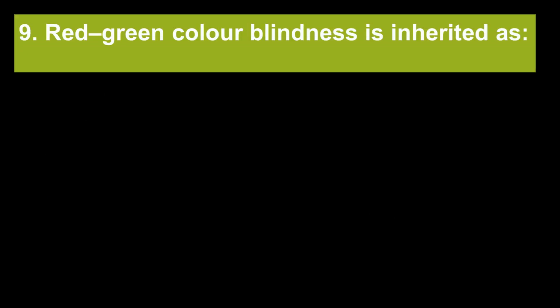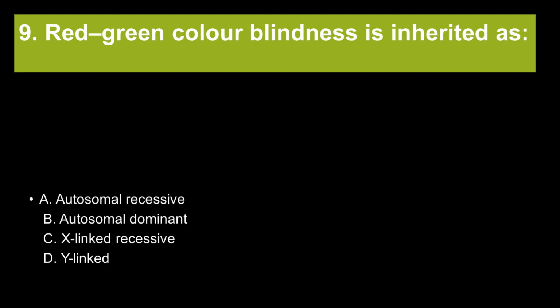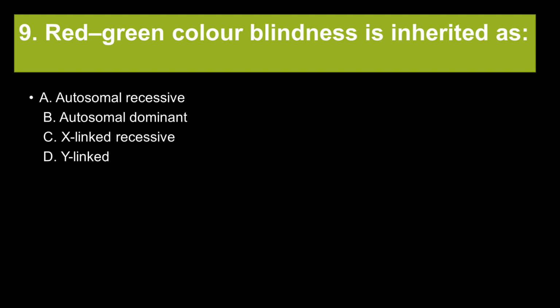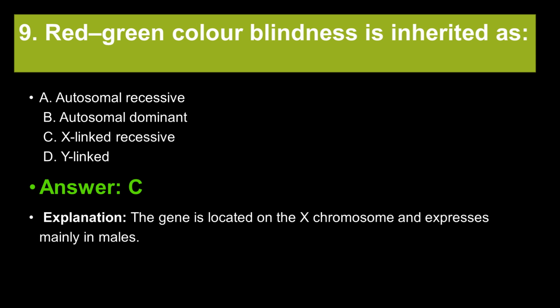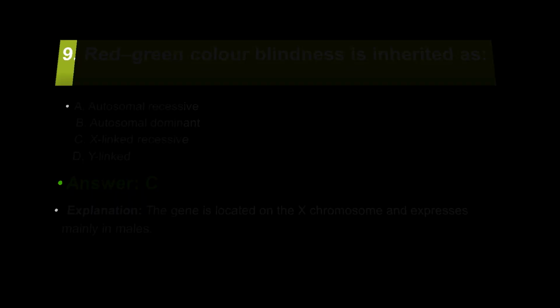Question 9. Red-green colorblindness is inherited as: A. Autosomal recessive. B. Autosomal dominant. C. X-linked recessive. D. Y-linked. Answer: C. Explanation. The gene is located on the X chromosome and expresses mainly in males.